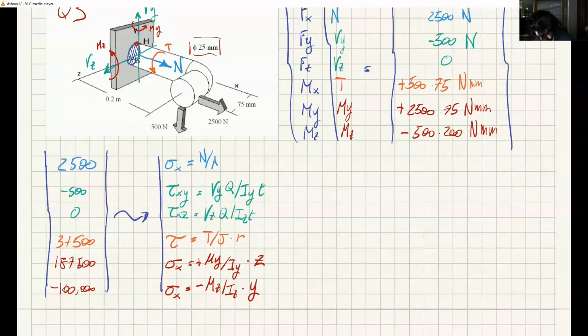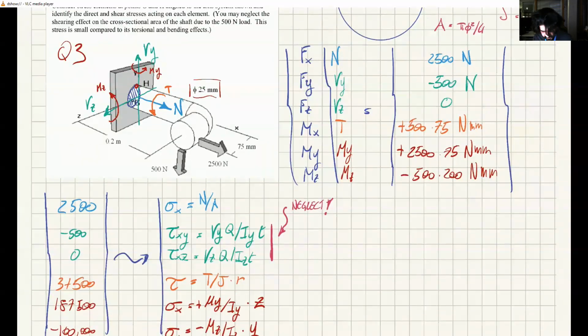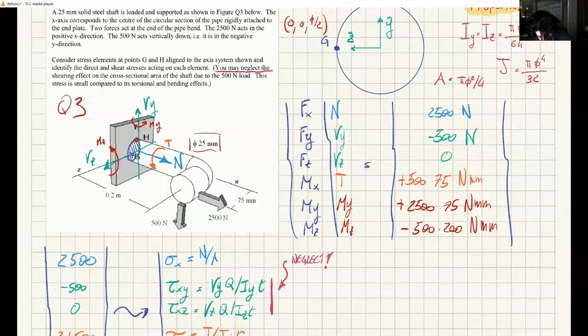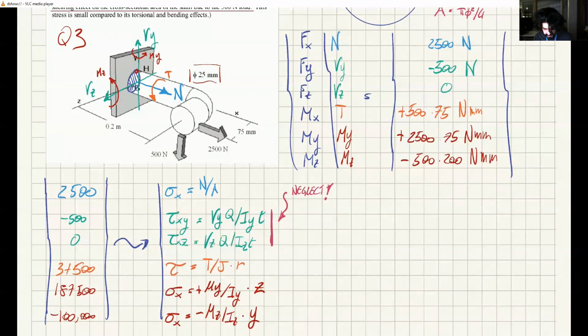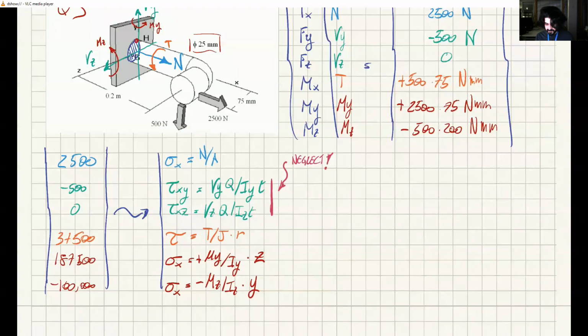All right, so let's solve this. Now, to solve this, first of all, remember we can neglect these two because the beam is considered as slender. And it says here, you may neglect the shearing effect on the cross-sectional area of the shaft due to the 500 Newton load. And this is what we are doing now. We say that these ones are 0. Now, these ones are true for every point.